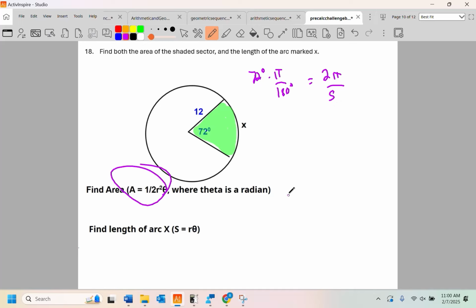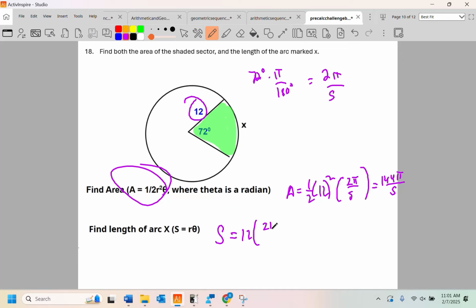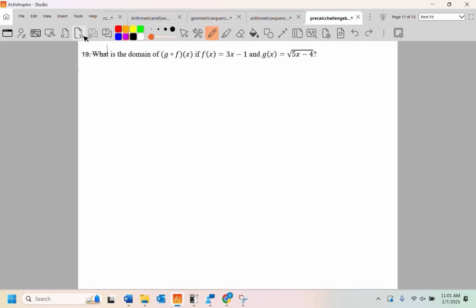I even gave you the area formula. It's 1/2 the radius, which is 12, squared, times the radian, 2 pi over 5. 12 squared is 144. Half of that's 72. 72 times 2 is 144. You get 144 pi over 5 units squared. Seems legit. Find the length of the arc x using r theta. The radius is 12. The angle is 2 pi over 5. You get 24 pi over 5. Easy peasy. 2 to go.